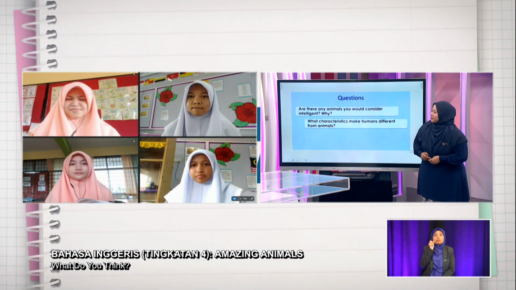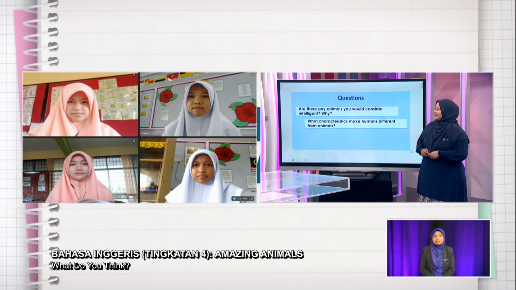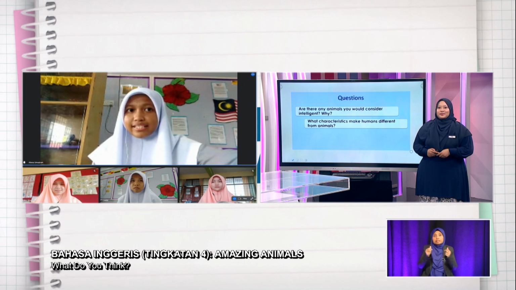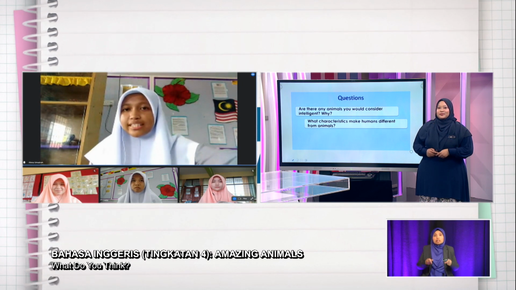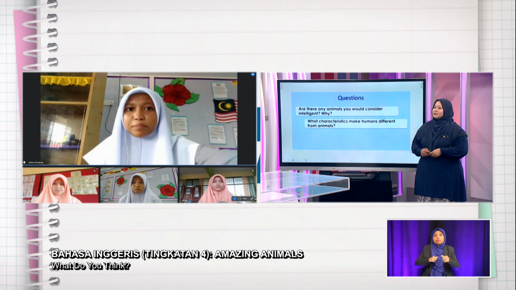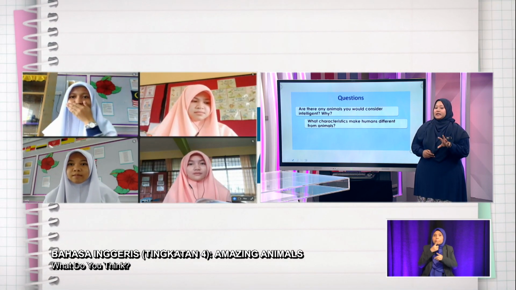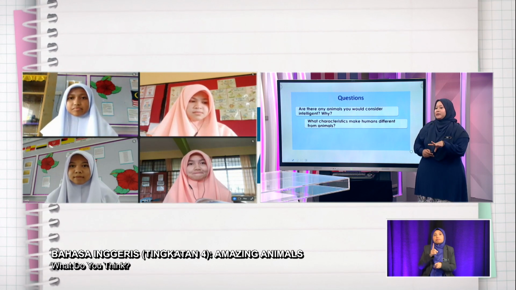What about the rest of you? Can you please share your idea? Can someone volunteer? Yes, Ahna. I think the characteristic that makes humans different from animals is that humans can differentiate between right and wrong. We can also justify whether our action or behavior is proper or improper. I think that's the specialty of humans. We can decide whether our action will be right or wrong, depending on the situation.